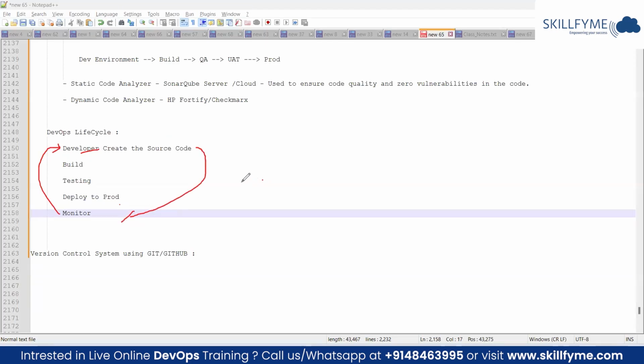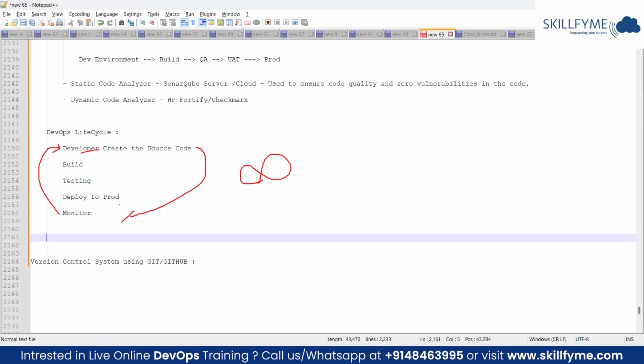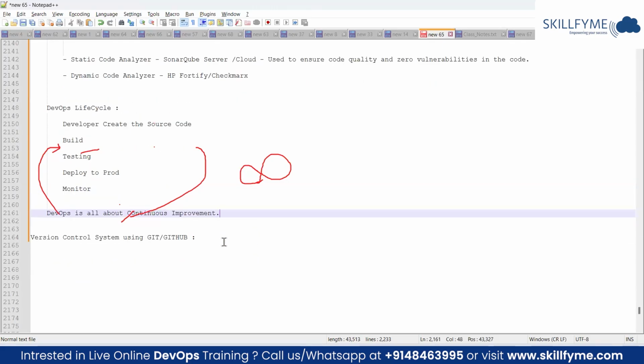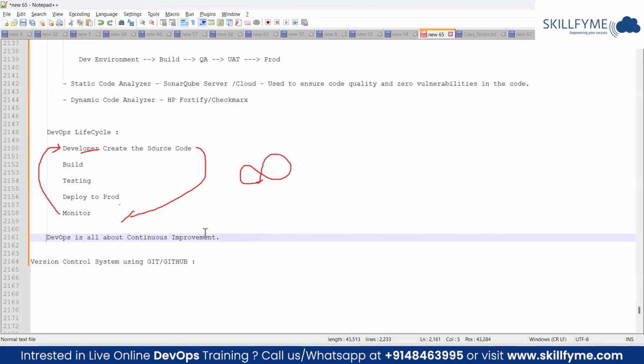Again, they will perform build, test, deploy, and monitor. Like that, DevOps flows in an infinite loop, starting from development till monitoring. It is a continuous process. So we implement DevOps. DevOps is all about continuous improvement. We talked about continuous development till continuous monitoring, but the main objective is to achieve continuous improvement.